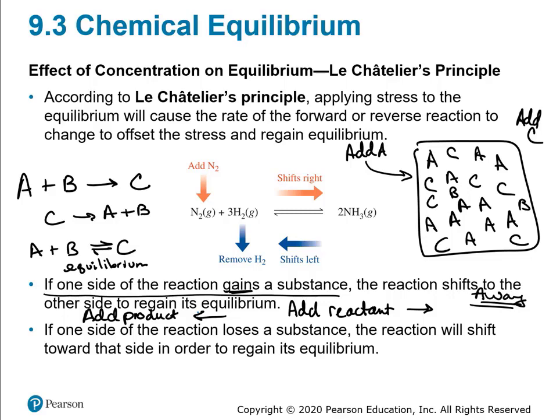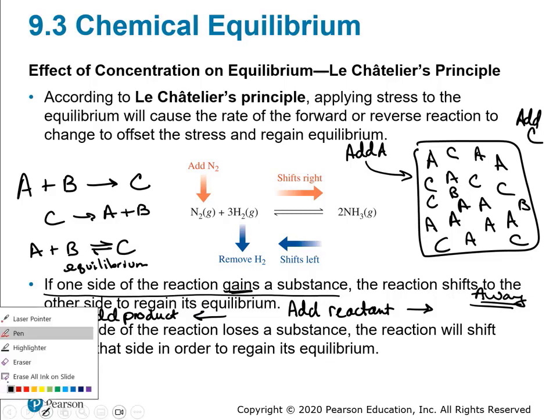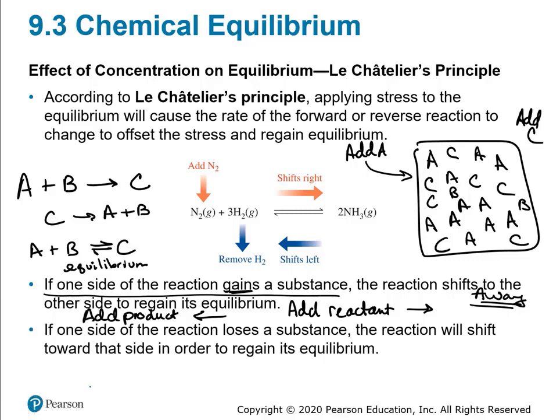So whatever I add, the reaction shifts away from whatever you add. It doesn't matter if you add reactant or product. Then he kept studying and said, well, what happens if I take stuff out? So if I have this container now back at equilibrium with A, B, and C all in the container, what happens if I remove B?